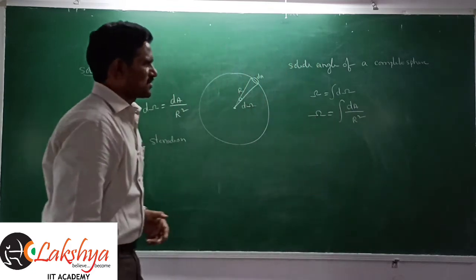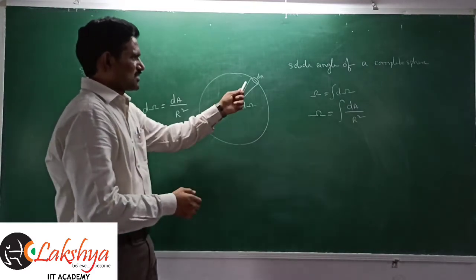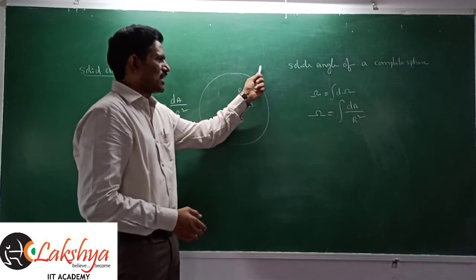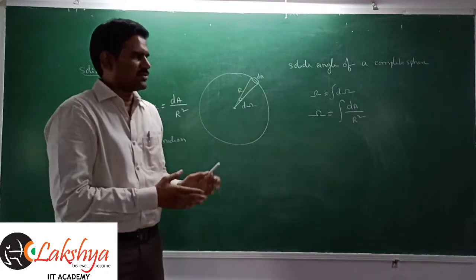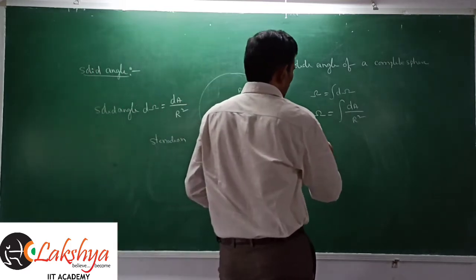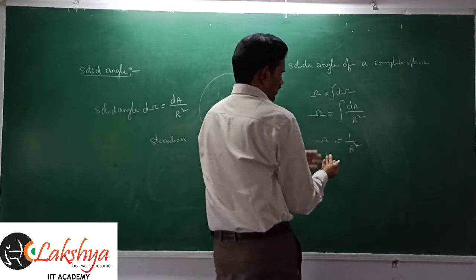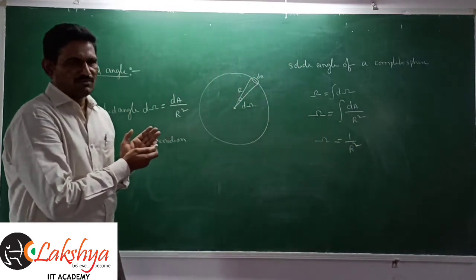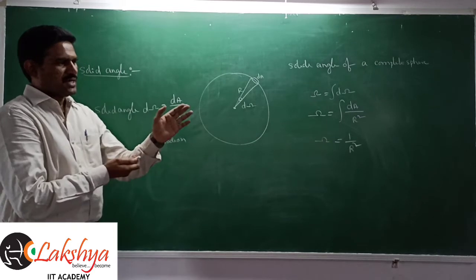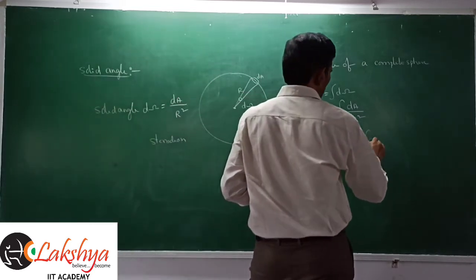In the case of a sphere, like our previous cos theta term, that value will be 1, because theta will be 0. This area will be normal only. If you draw a line from the center, it will be normal to that area. Now here I can write this as 1 by r square. For a sphere, r is a constant value, so I write r square outside, and this will be the integral of dA.